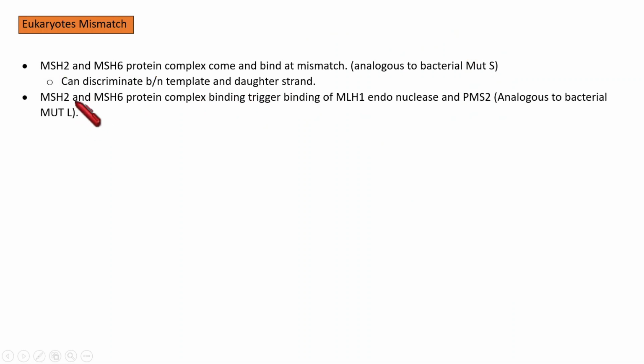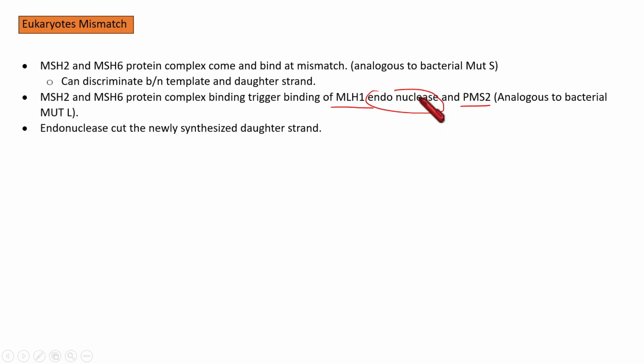Then the binding of MSH2 and MSH6 protein to the damaged site triggers binding of two other proteins: MLH1, which has endonuclease activity, and another one, PMS2. And these are analogous to MutL of prokaryotes. And what is it doing there? It introduces a cut on either side of the mismatch. Here also it is doing the same thing. The endonuclease cuts the newly synthesized daughter strand in its DNA backbone.